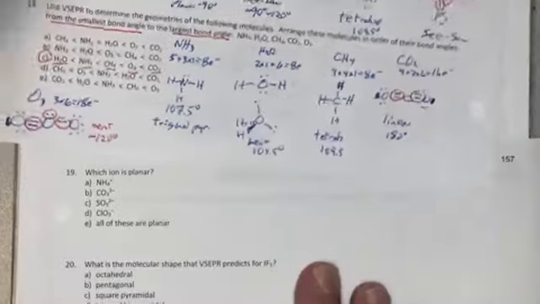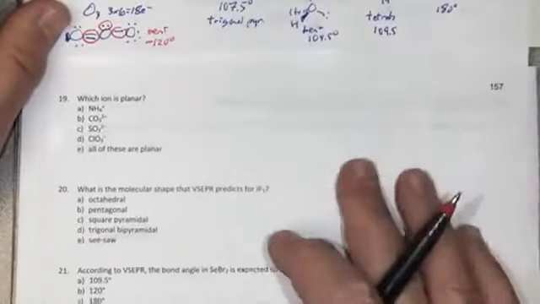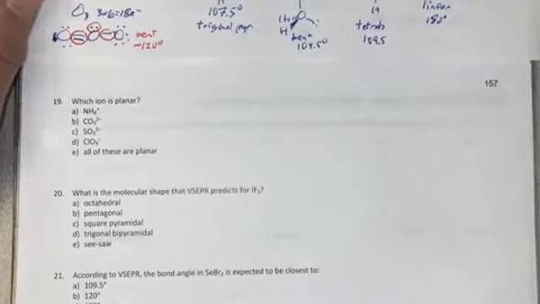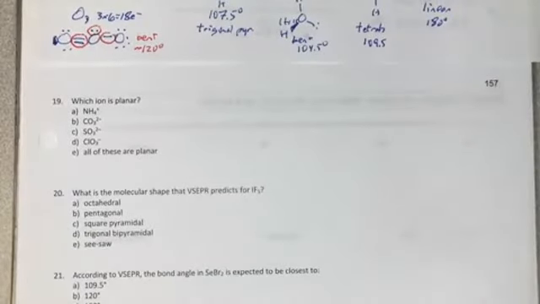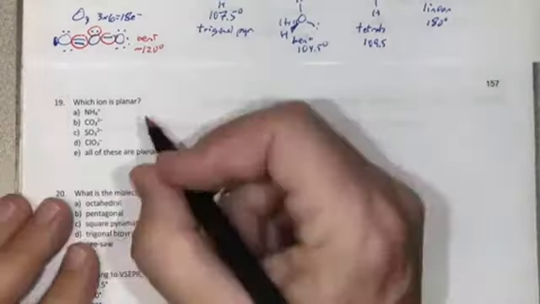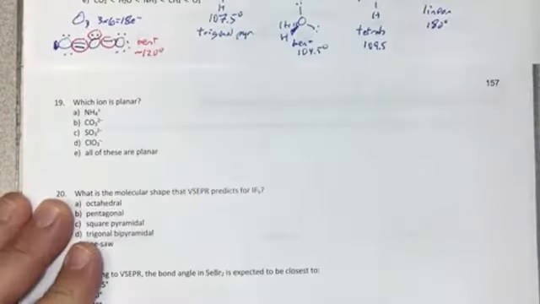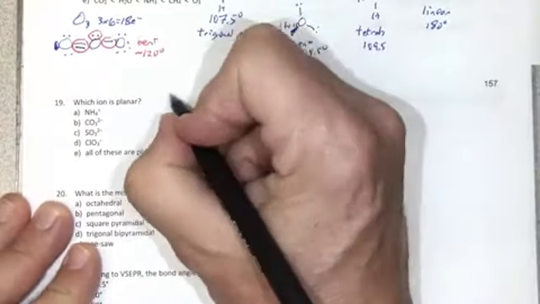Number 19 asks which ion is planar. So you see we're practicing a lot of these shapes. We have to draw the Lewis structure and then do the VSEPR geometry. So let's do each of these. Let's just start with A.